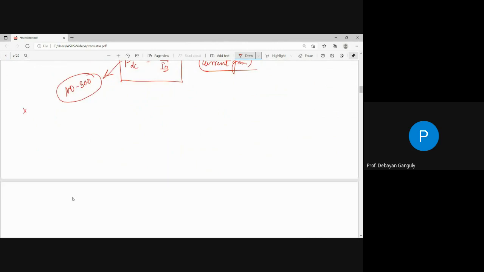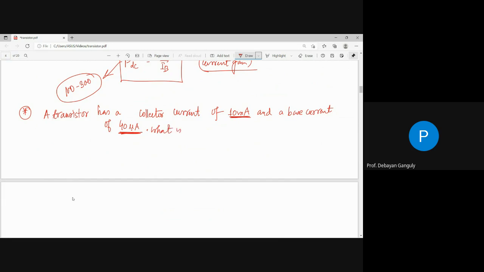That is a simple thing. Suppose it is given that a transistor has a collector current of 10 milliampere and a base current of 40 microampere. Just remember, the base current is in the range of micro, and the collector current is in the range of milli. That is what generally happens.